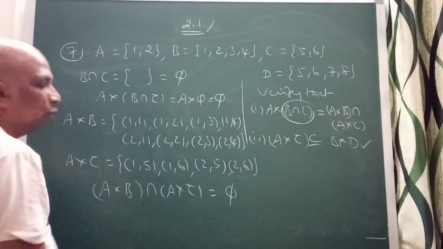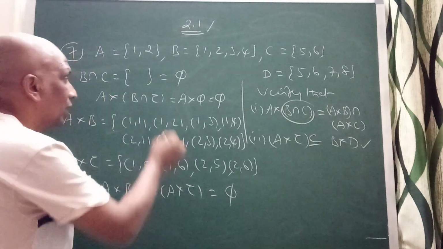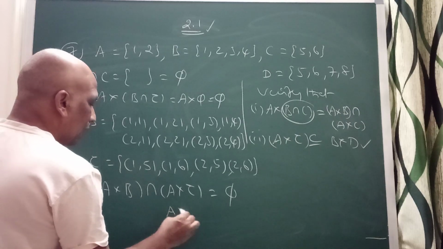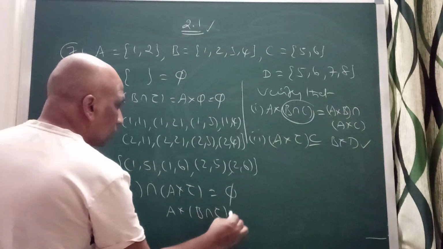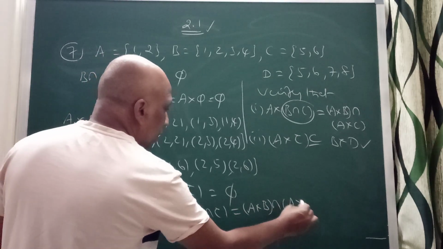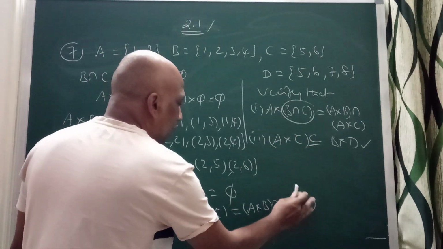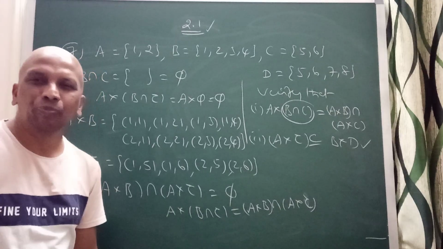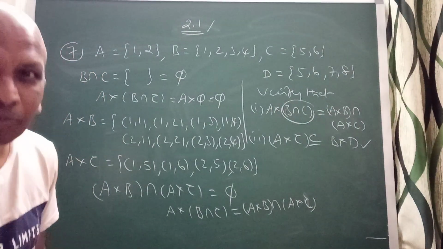So I can conclude the result. I can write A cross (B intersection C) equals (A cross B) intersection (A cross C). I can mention this, right? That is, the result is true. The given result is true.